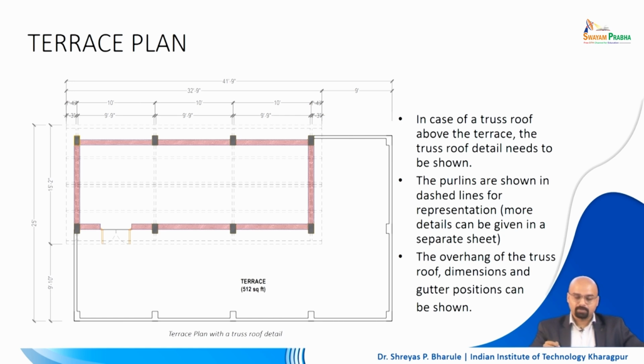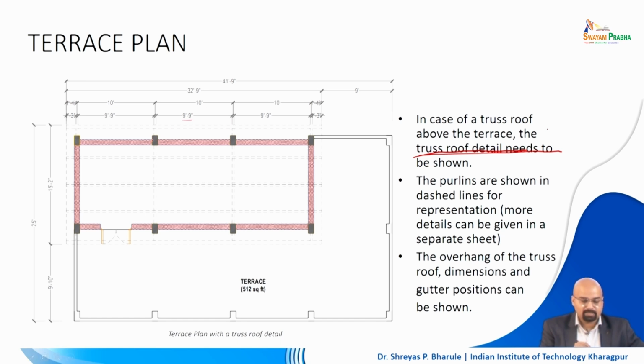Then furthermore, in case of a truss roof, imagine you have a truss, as we were discussing earlier, imagine you have a truss on top of this and you need to show the truss roof detail, right. So, in a case of that, what do we have? We have the column center lines, and you also have the truss center line. So, here you see the center line of the column is 10 feet by 10 feet, but the distance between two trusses, right, it is 9.9.